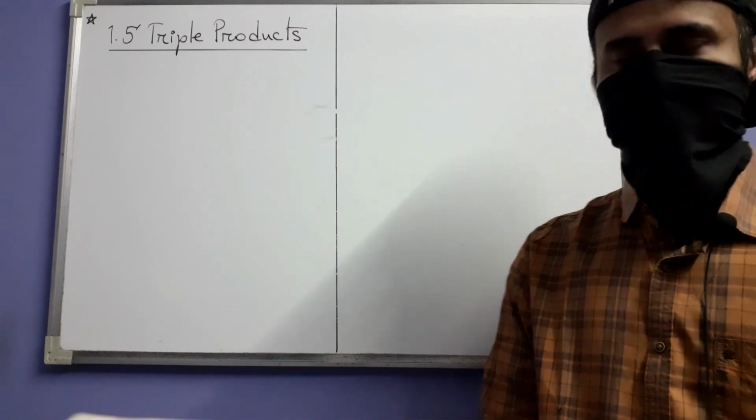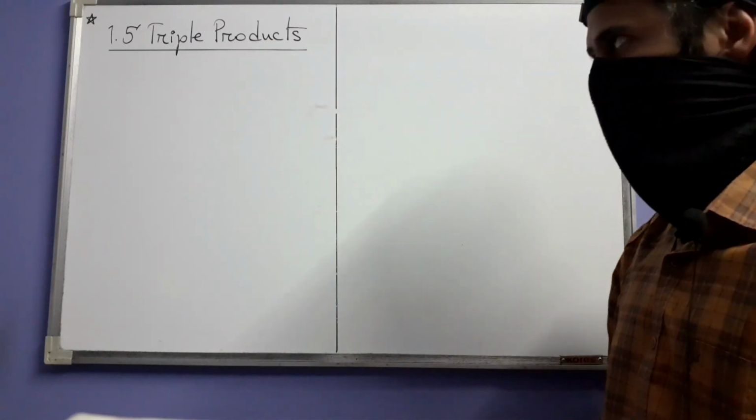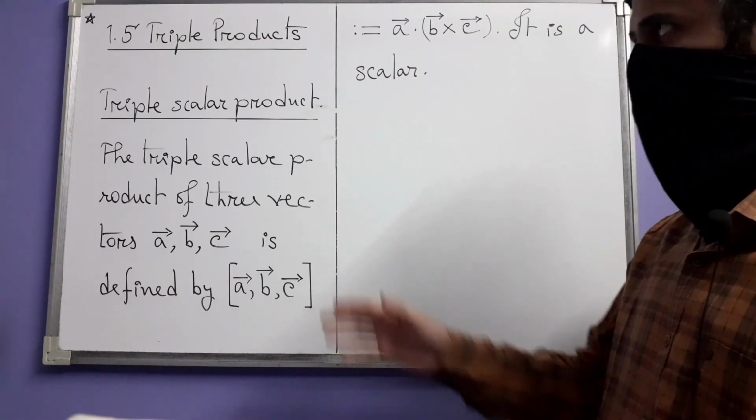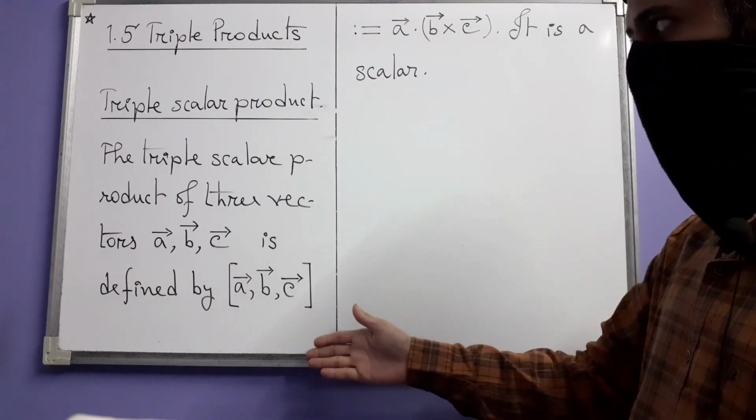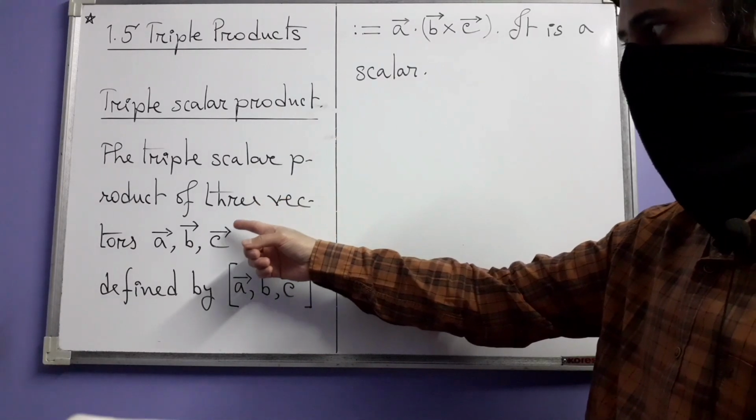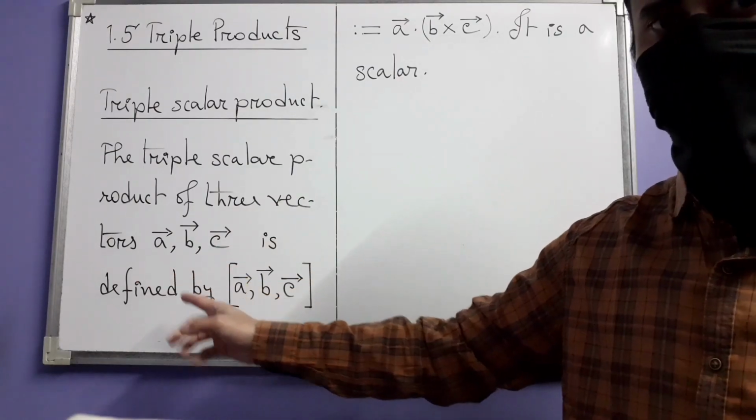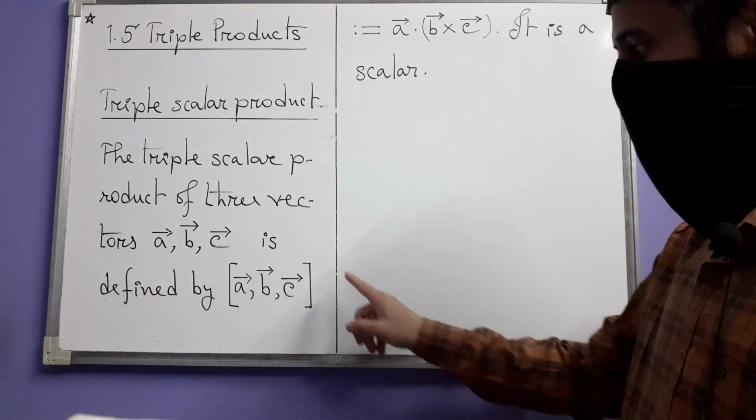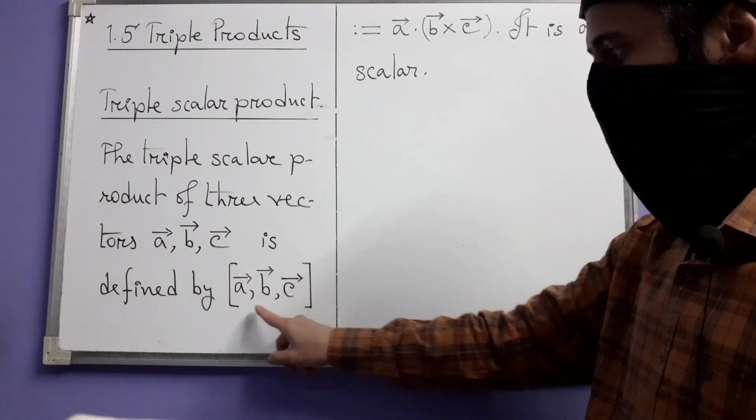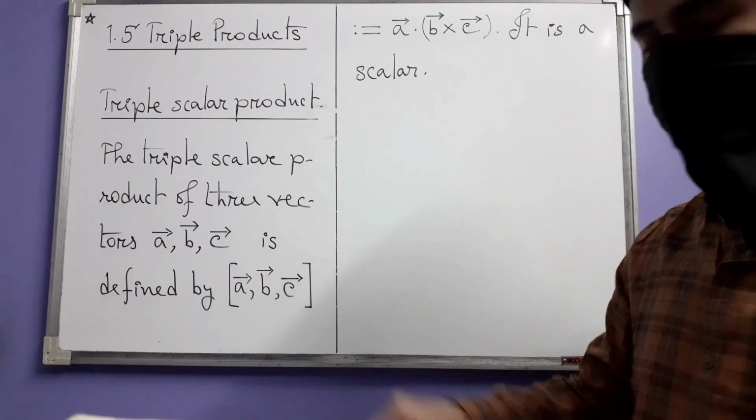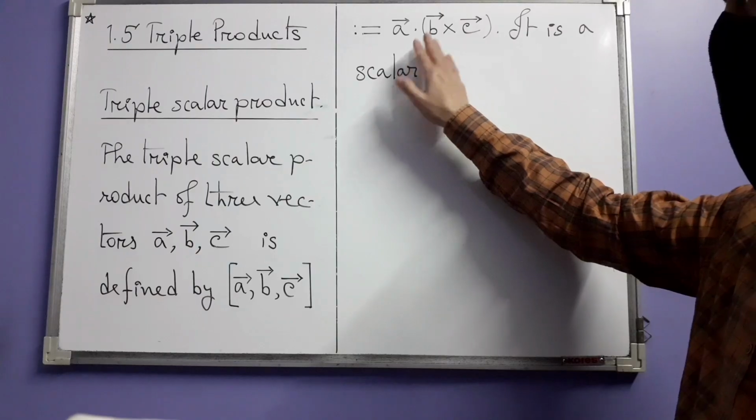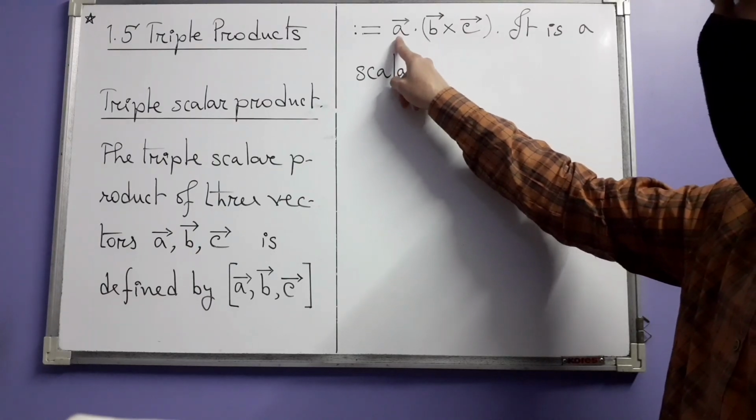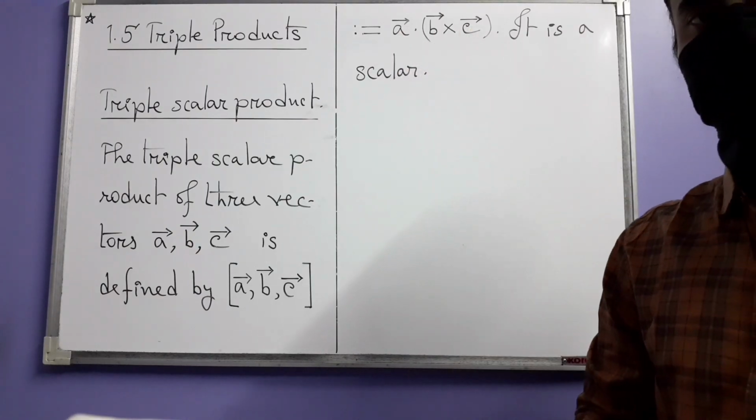Today we are going to see triple products of vectors. The first type of triple products is the triple scalar product, and this is the definition. The triple scalar product of three vectors a, b and c in that order is denoted by this notation. The list is enclosed within square brackets, and this is the definition. It is the dot product of a and b cross c.